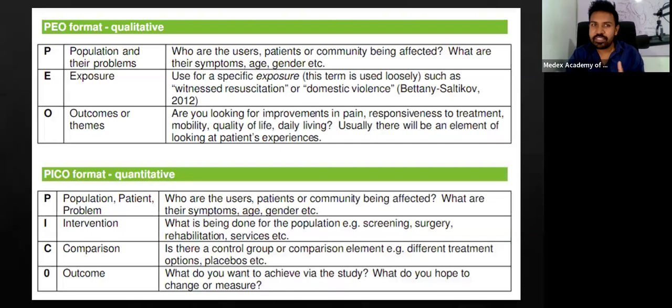So issues, you can just observe. So those are qualitative studies. When creating the problem for such a study, we will use the PEO structure. Mainly, most of the students are using the PICOS structure because most of the students are going through quantitative areas.